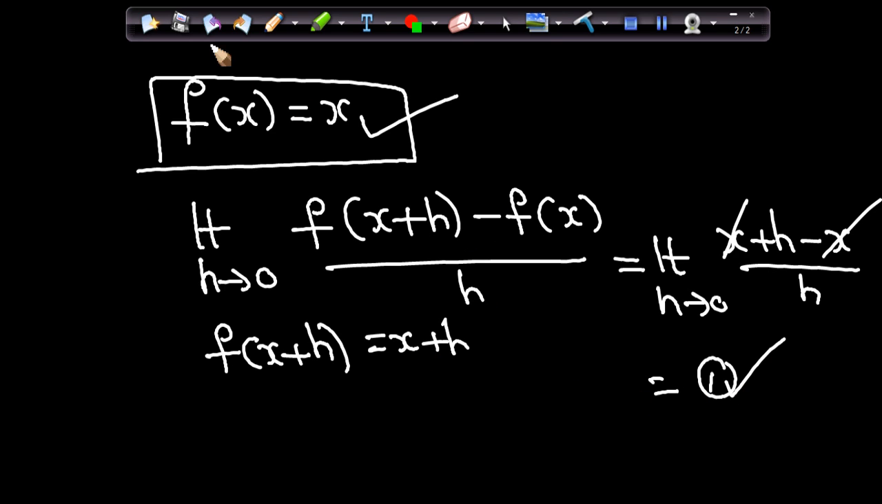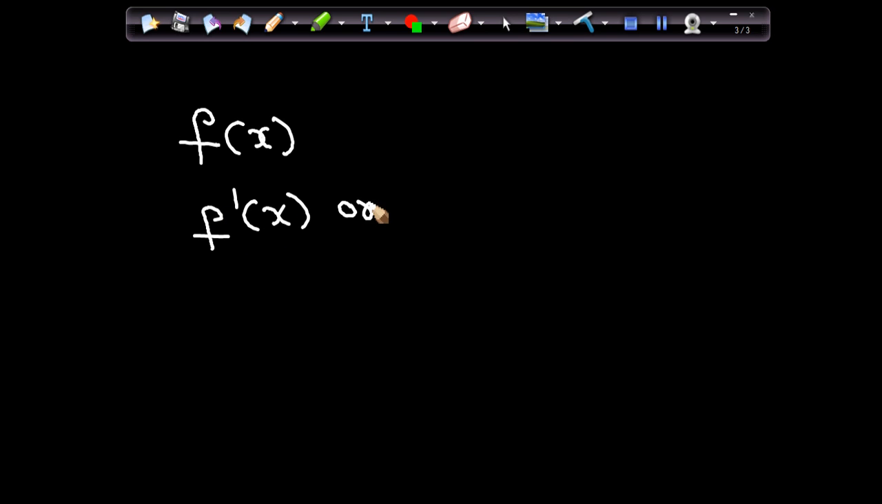Okay. Now, how do we denote the differentiation? The differentiation of f of x is denoted as f dash x, or it can also be denoted as d by dx of f of x. Very good.